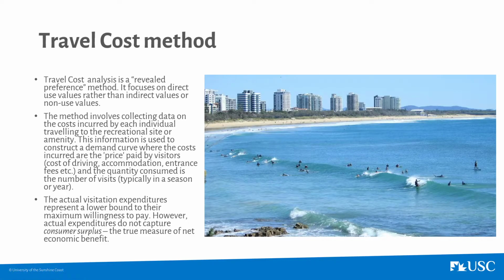So the travel cost method then is one of a series of different environmental valuation methods, and it falls within the revealed preference method category. So it focuses on direct use values rather than indirect or non-use. And the method itself involves collecting data on the costs that people incur to travel to a recreational site or amenity. So for example, here in the image, I have, how much are people paying to travel to Malulupa Beach to go surfing there, or to be swimming up here.